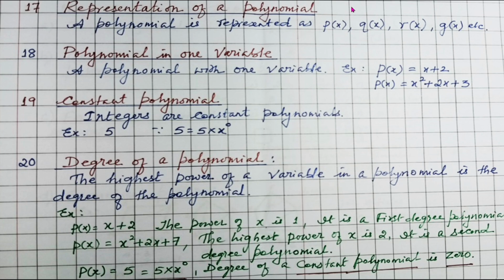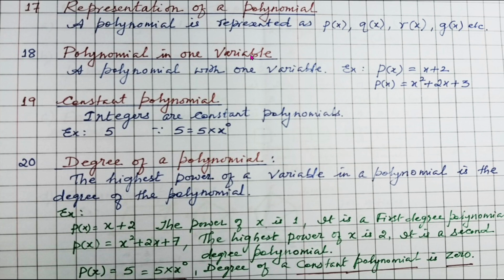We can generalize them as writing p of x. P of x is a polynomial with a variable x. Q of x is again a polynomial with variable x. R of x is a polynomial with a variable x. G of x also is a polynomial with a variable x. So this is how we can represent a polynomial: p of x, q of x, r of x, and g of x, etc.